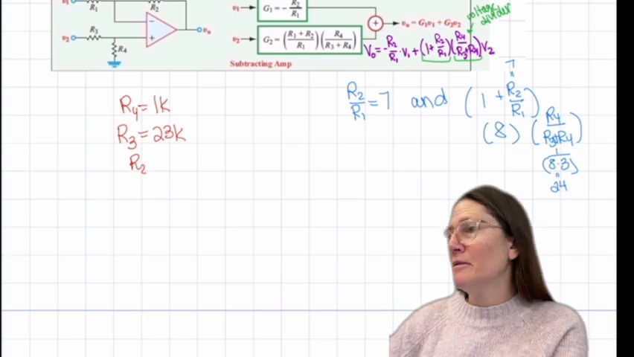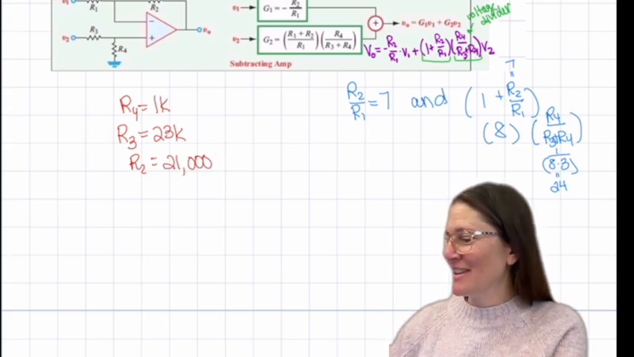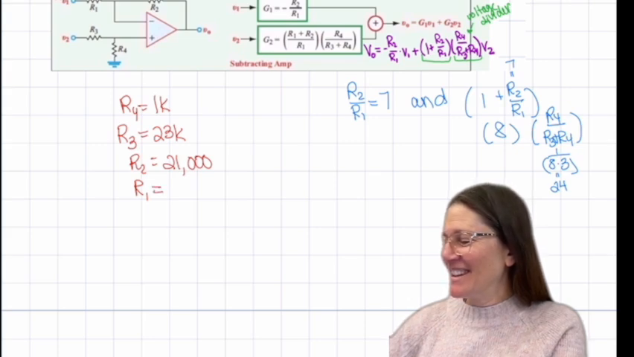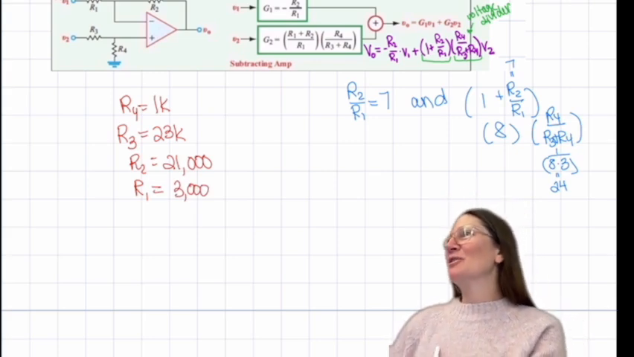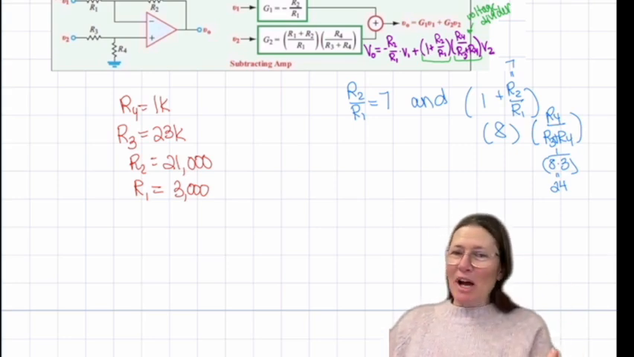You could do, we were kind of screwing around, but R2 is 21,000 and R1 is 3,000. Okay, that would work. We were feeling so close. Any ratio that gives you 7 is gonna work there, so you pick one and then you get the other one.